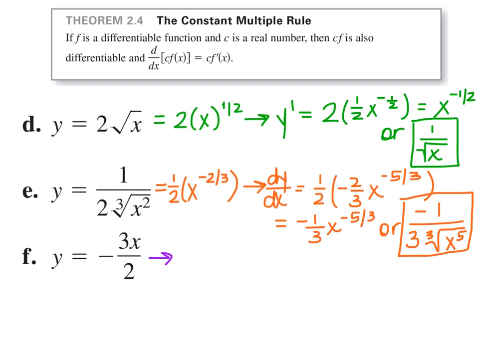And our last example here is just y equals negative 3/2 x, which is just a line. So I'm really just taking the derivative or the slope of the tangent line that's created there. So really it's just the slope of the original line. So that's how I end up with negative 3/2.